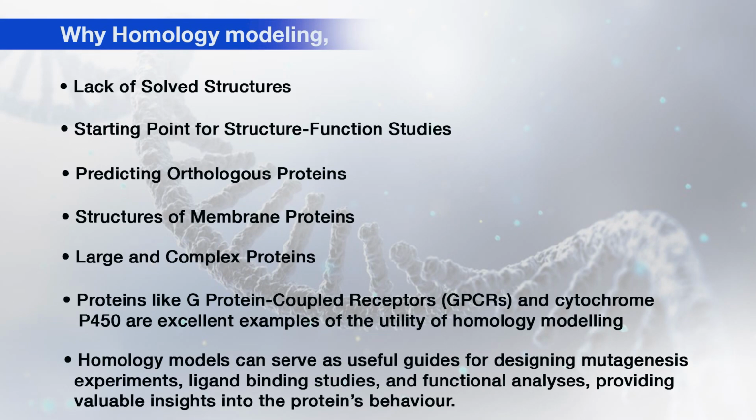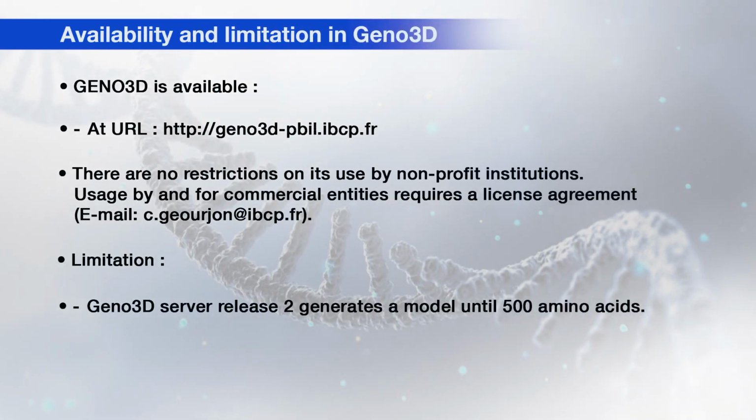So, Geno3D uses a homology modeling algorithm which can serve as a useful guide for designing mutagenesis experiments, ligand binding studies and functional analysis, providing valuable insights into protein behavior. As we said, Geno3D is available on this portal. There are no restrictions on its use by non-profit institutions. Usage by and for commercial entities requires a license agreement. We can also send an email to the mentioned address for its usage.